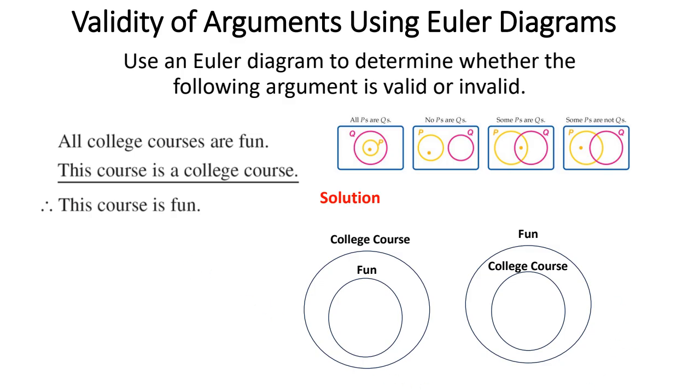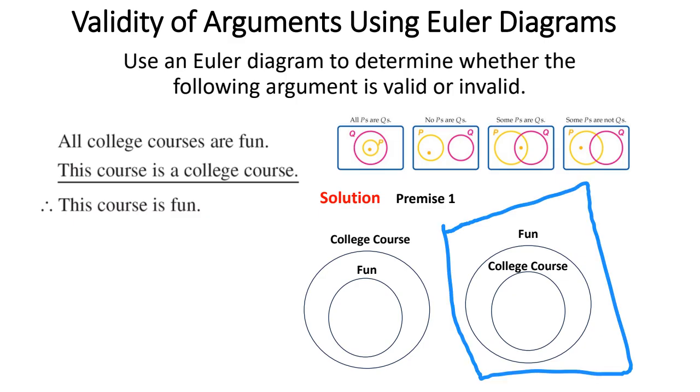Okay, so let's continue. Here, all college courses are fun. So we're going to be looking at the one on the right. Let me go ahead and highlight it. I had some highlight here, but I guess it didn't come over when I saved it as a PDF. So we're going to be using this one here. All college courses are fun. That means the college course circle needs to be on the inside of fun.